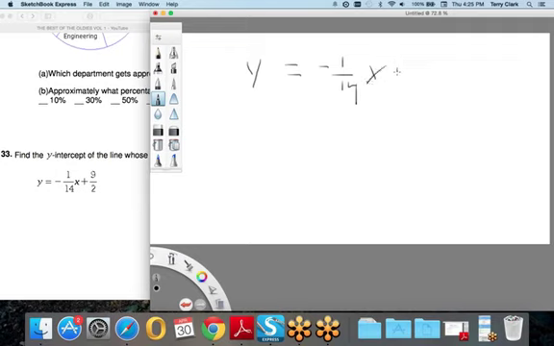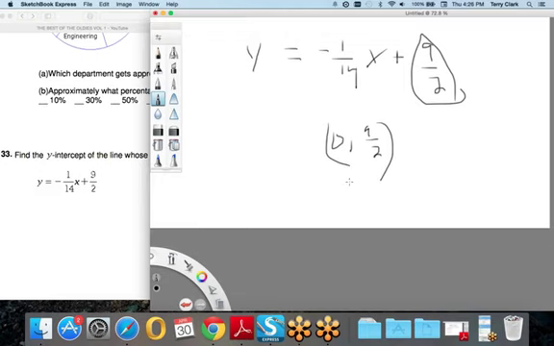Okay, and so we've got plus 9 over 2. The y-intercept can be found right here. The y-intercept is going to be 0 and 9 over 2. That's the ordered pair that forms your y-intercept. So that's going to be 0 and 9 over 2.